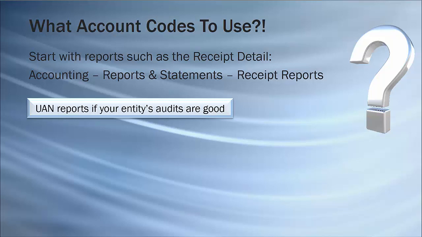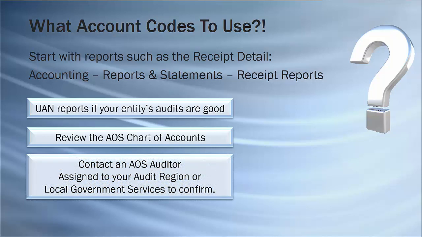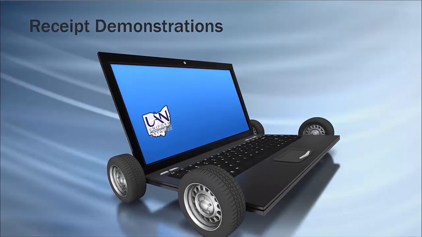However, if you can't trust your receipt history, or if this is a new type of revenue, your next step is to review the Uniform Chart of Accounts to get the complete code descriptions. If you're still stumped, then contact an auditor assigned to your region or local government services. Click Contact Us at ohioauditor.gov to find their phone number or email address. Now we're ready to roll into the UAN software demonstrations.